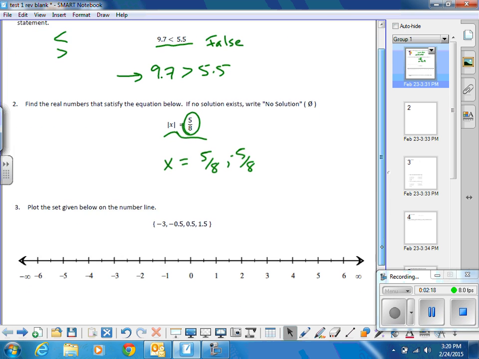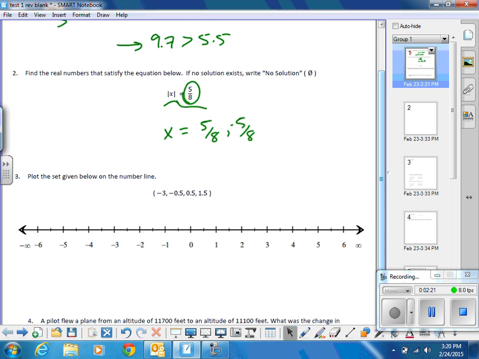The last one on this page says plot the set given below on the number line. So I'm just going to take these numbers and put little dots on the number line where they need to go. The first one is -3. There goes my dot. Negative half, right in between 0 and -1. Positive half, which is 0.5, right in between 0 and 1, and 1.5, which is right there. You can label these for your professors, like this, so that they know which ones you're talking about. Okay, let's go ahead and move on to the next slide.